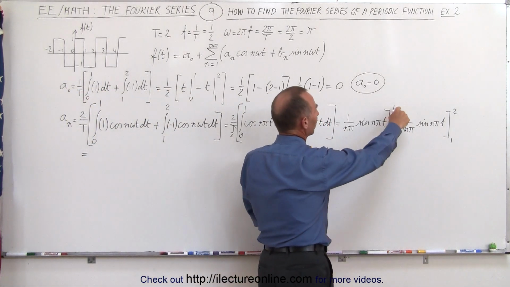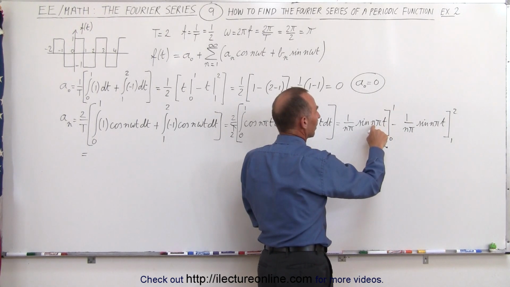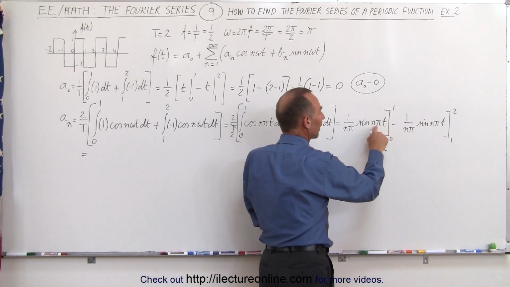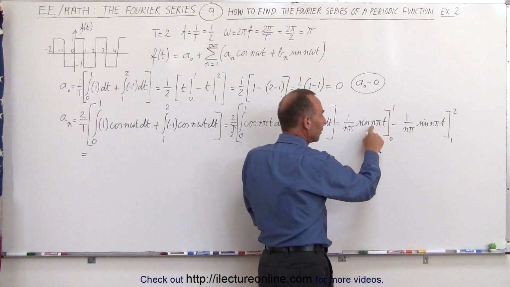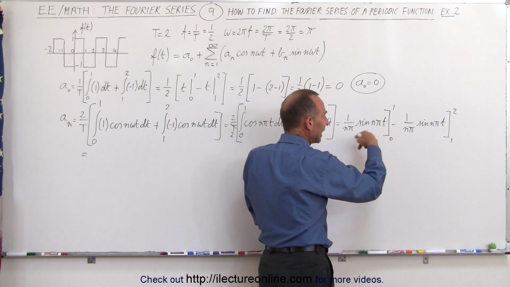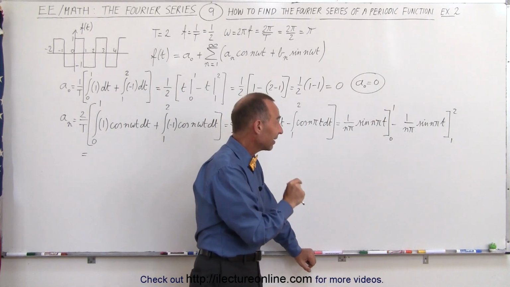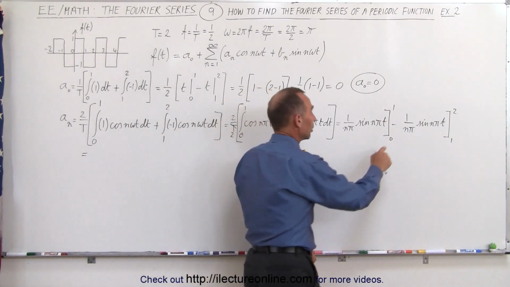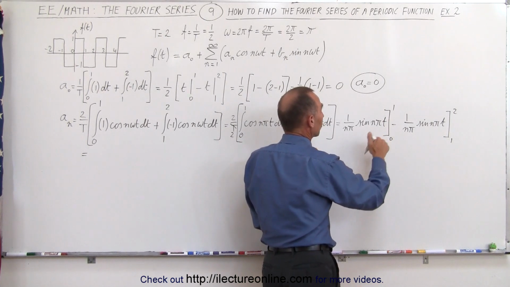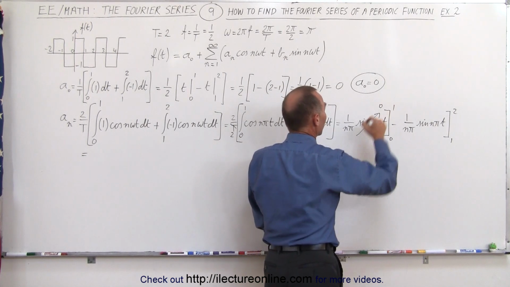When we plug in the upper limit, we get 1 times pi, or 2 times pi, or 3 times pi, because n is of course an integer. So it'll be an integer number times pi, and taking the sine of that will always be 0. And plugging in the lower limit, the sine of 0 will be 0 as well. So it looks like this term goes to 0.